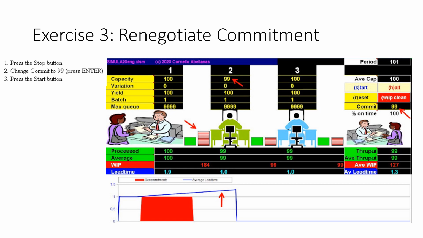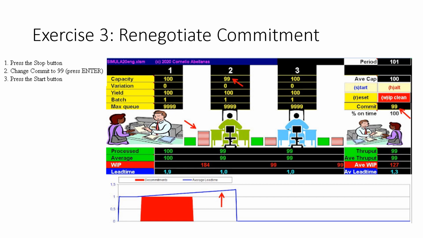We are continuing from the previous exercise, so now we press the stop button, change commit to 99 and press enter, and press the start button again. Now run the simulator for a few minutes and then answer these questions. How is the delivery performance now? Percentage on time?